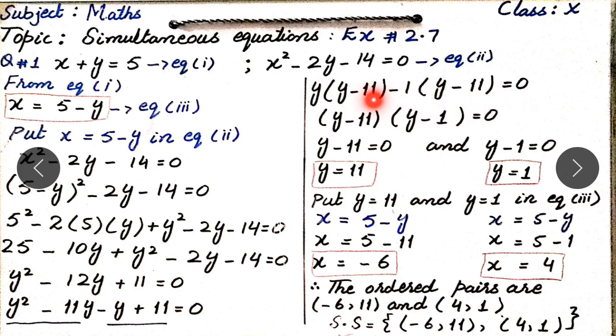Here we can see both the brackets are same, so it can be written once, and y minus 1 is written here. y minus 11 can be equal to 0, and y minus 1 can also be kept equal to 0. So one value of y can be 11 and the other value of y will be 1. Here we have two values of y because we have solved a quadratic equation.